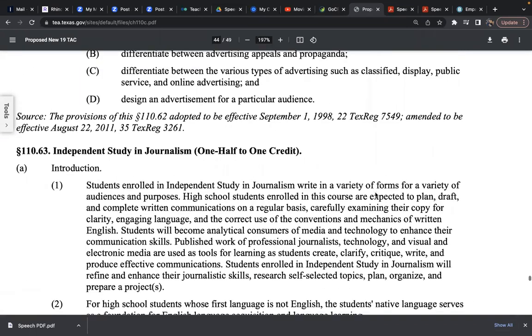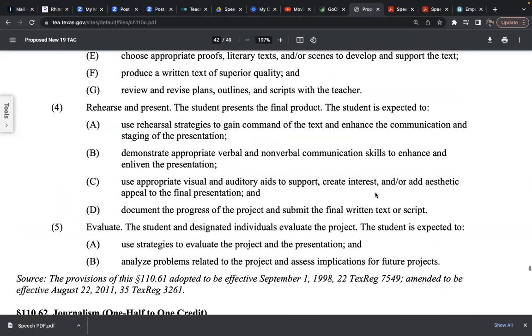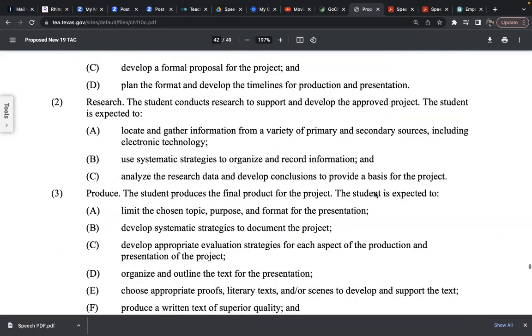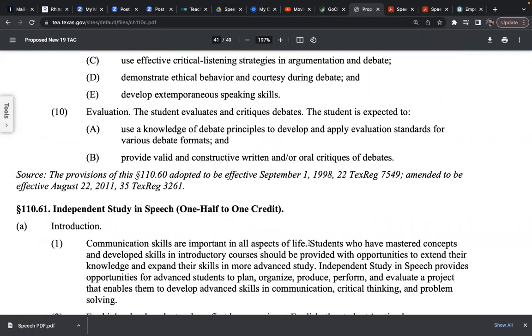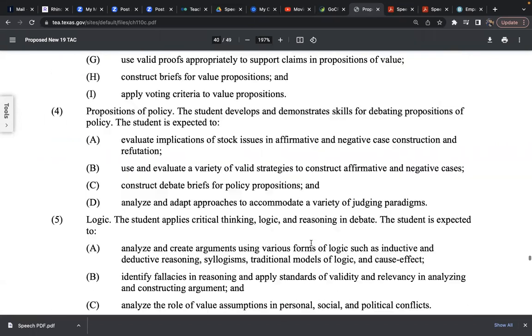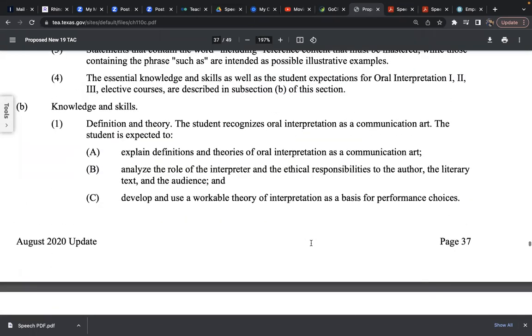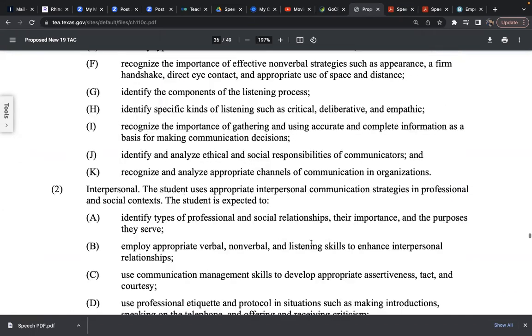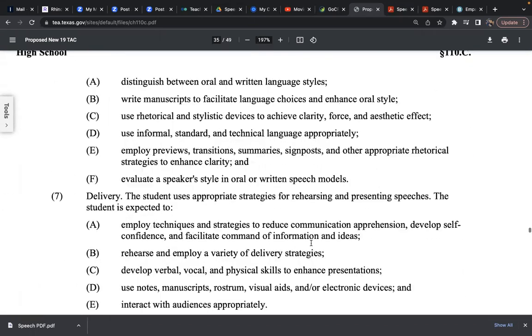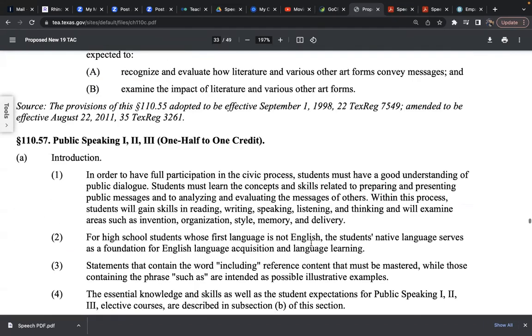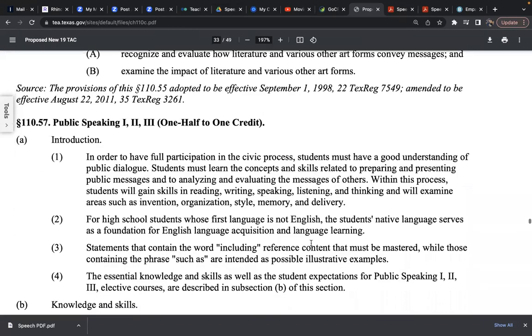But let me see if there's any more. Yeah, that's it. So it's only up until here that you have to go through and do the deep dive through this independent study in speech. So that's page 33 to 41. There you go. Those particular areas need attention, and make sure that you feel competent in those areas.